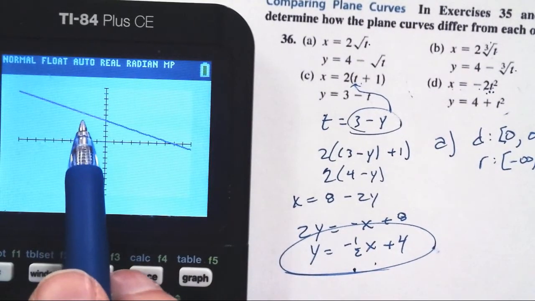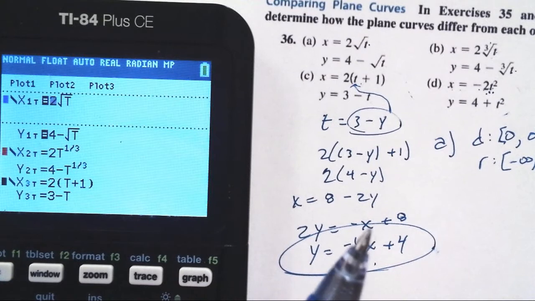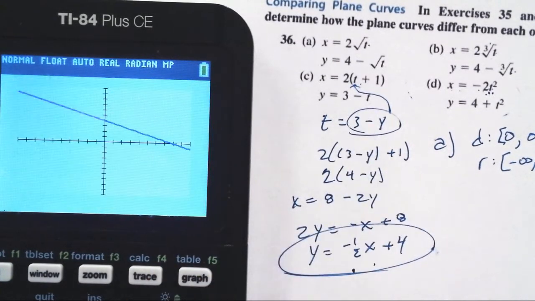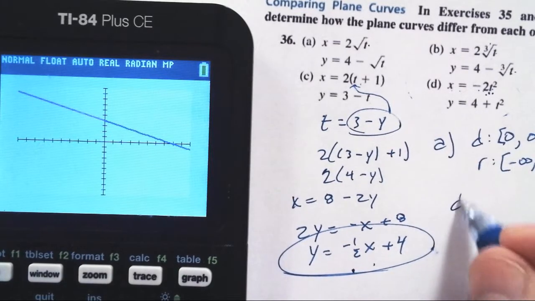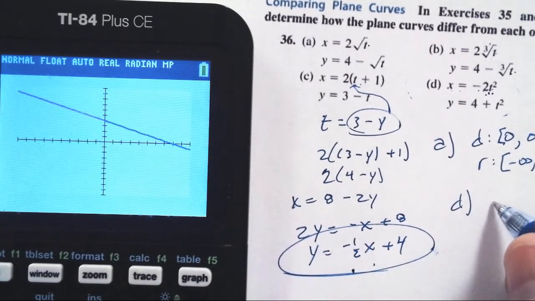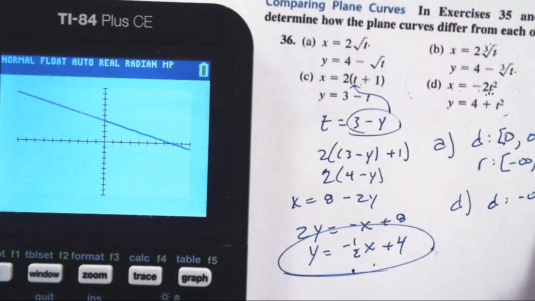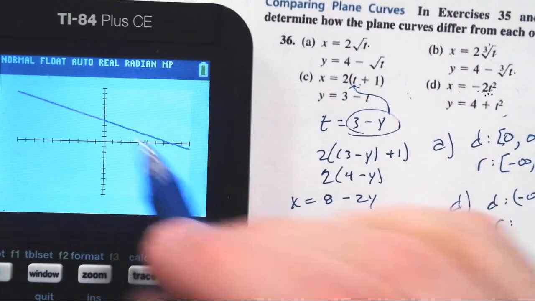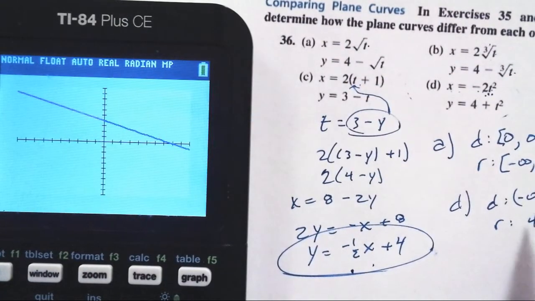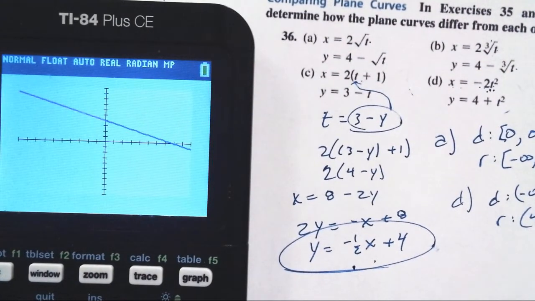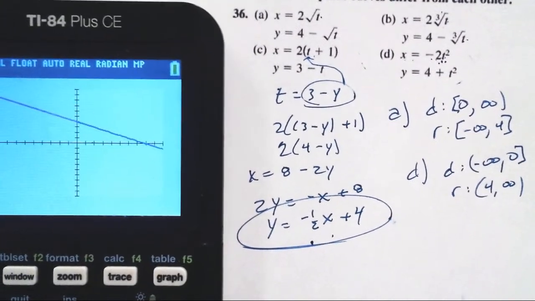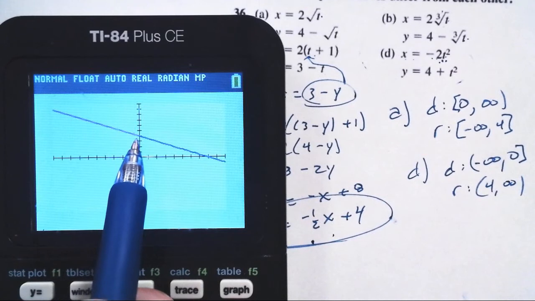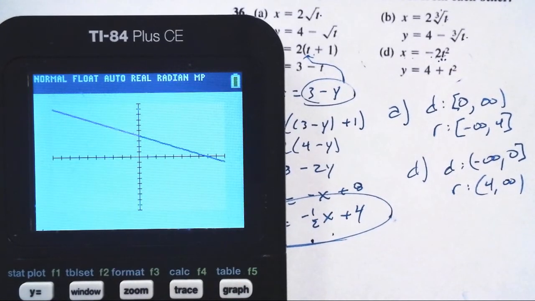Whereas this graph right here, which one was that? That was the fourth graph, I believe. Yep, that was the fourth graph. This graph right here, the fourth, D, has domain negative infinity until 0 and range 4 up to infinity. That's how they differ. Otherwise, they're all the same line. We see that's hard to distinguish. We have a pink curve down to here, and then a blue curve down after that.